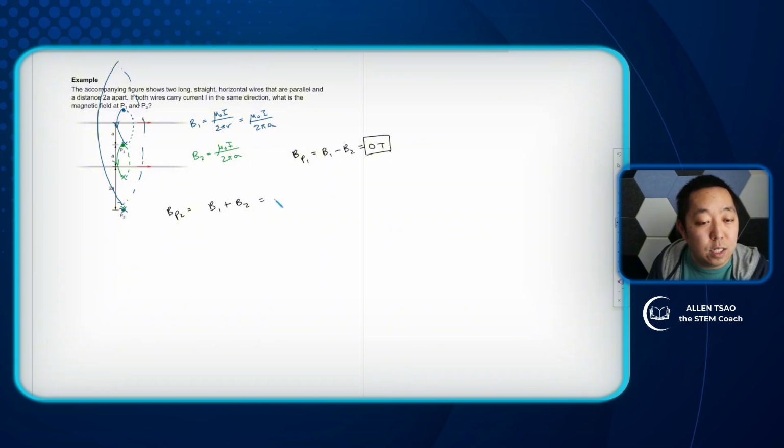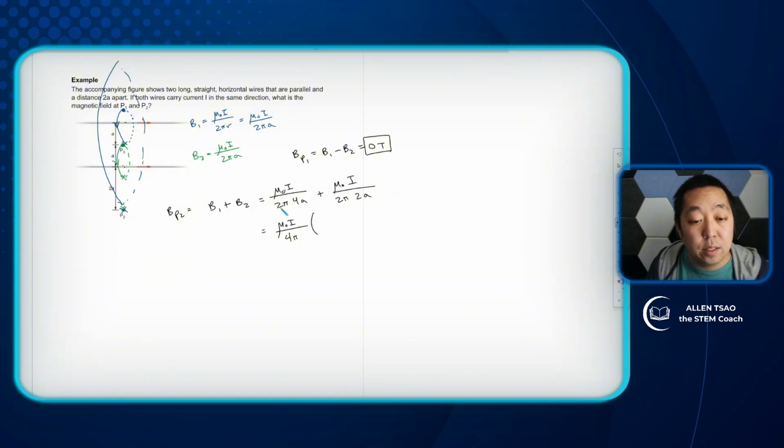And the B1's going to be mu naught I over 2 pi. And what's the distance? What's the radius of this circle? The distance from there to there is A plus 2A. That's 4A. And then for the green one here, this is a bottom wire, is going to be mu naught I, and the distance from this wire to here is just 2A, 2 pi times 2A. Right? And so you can factor out a mu naught I over 4 pi maybe.